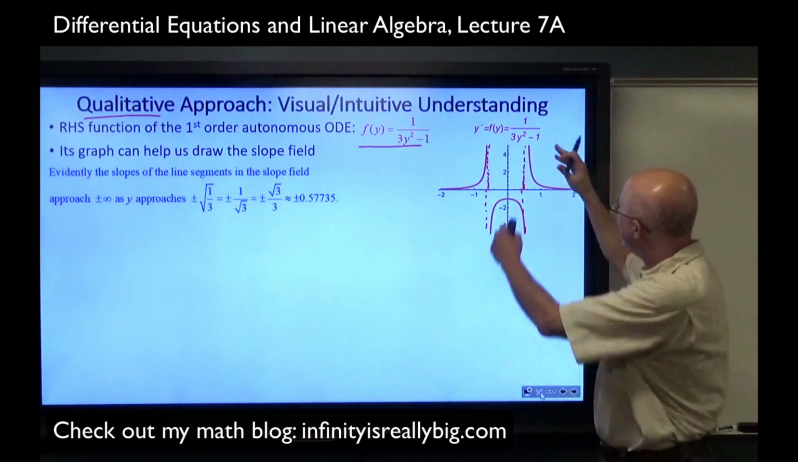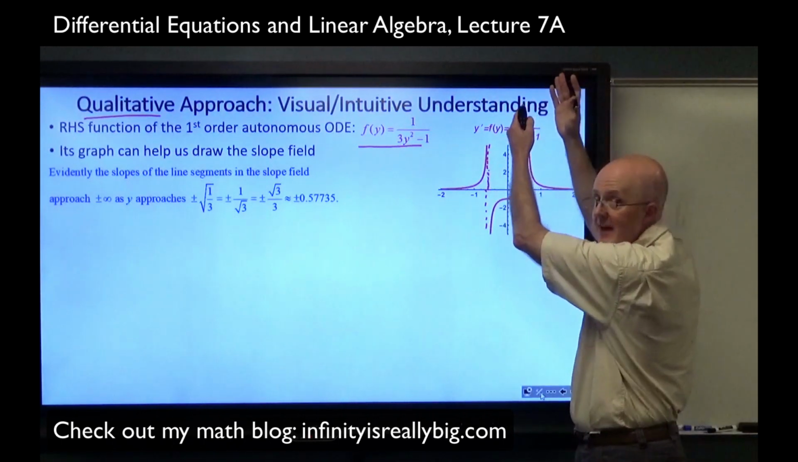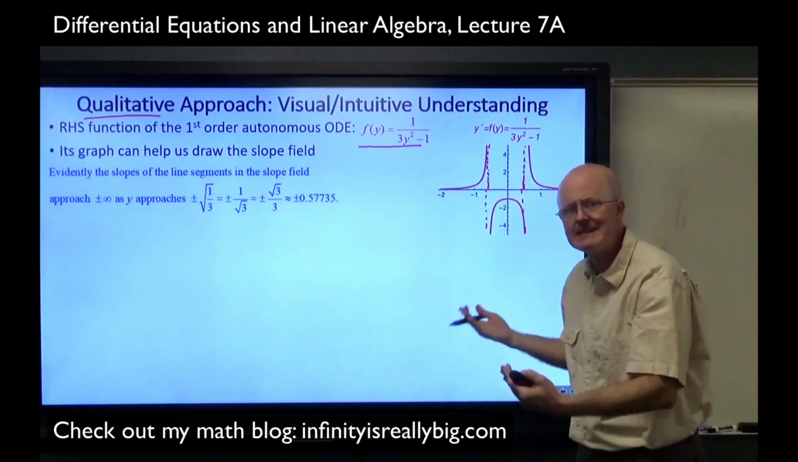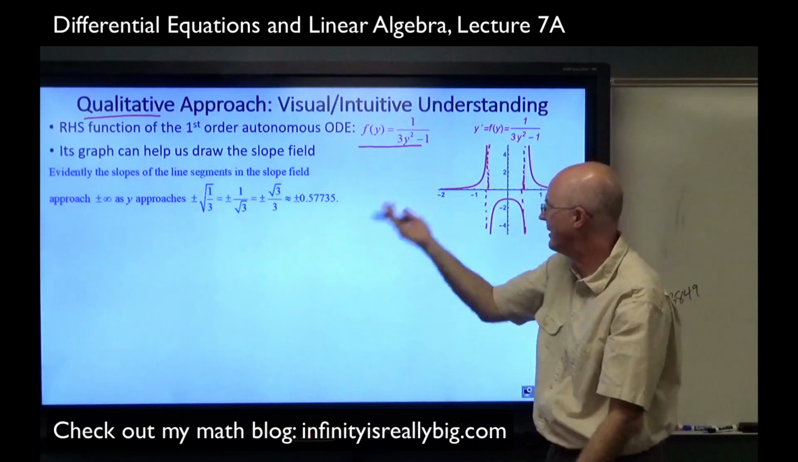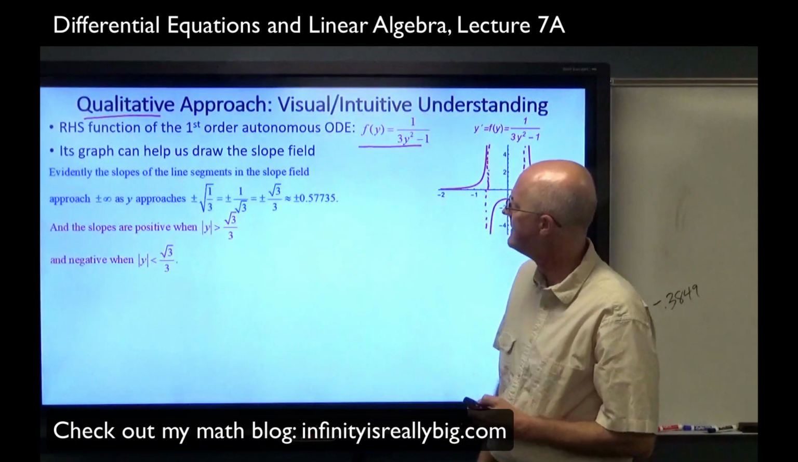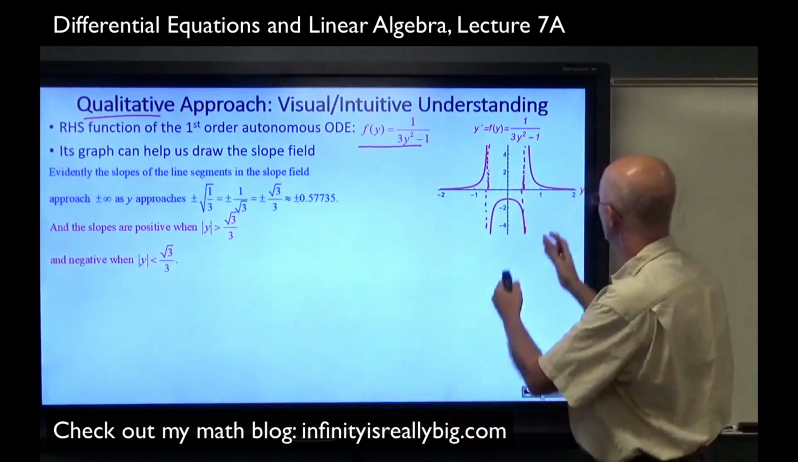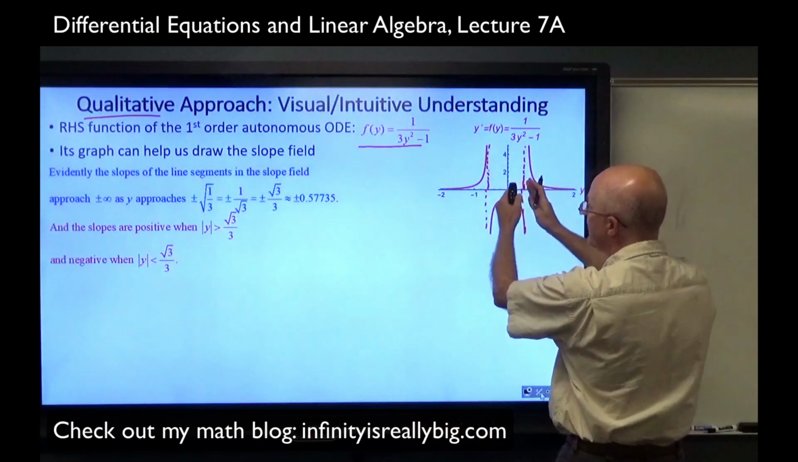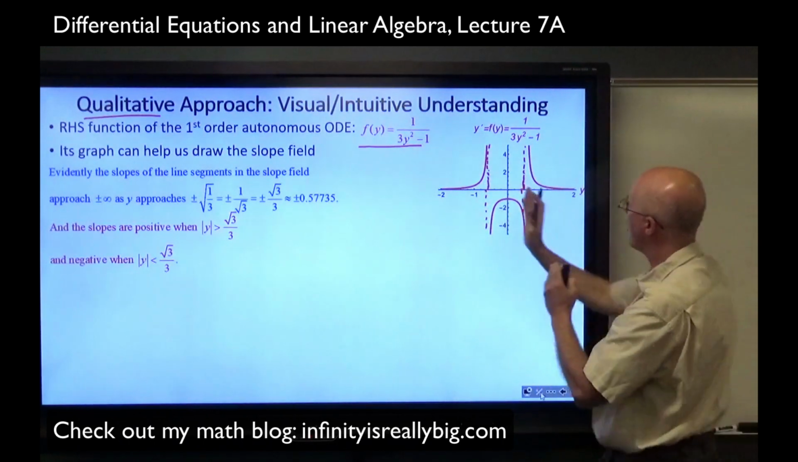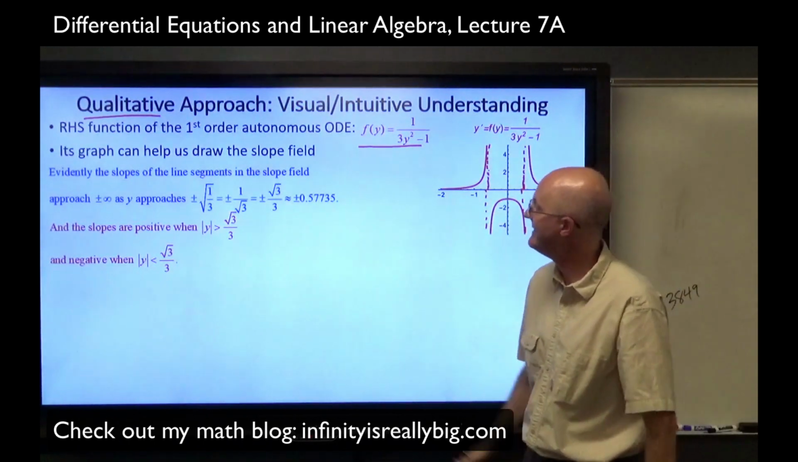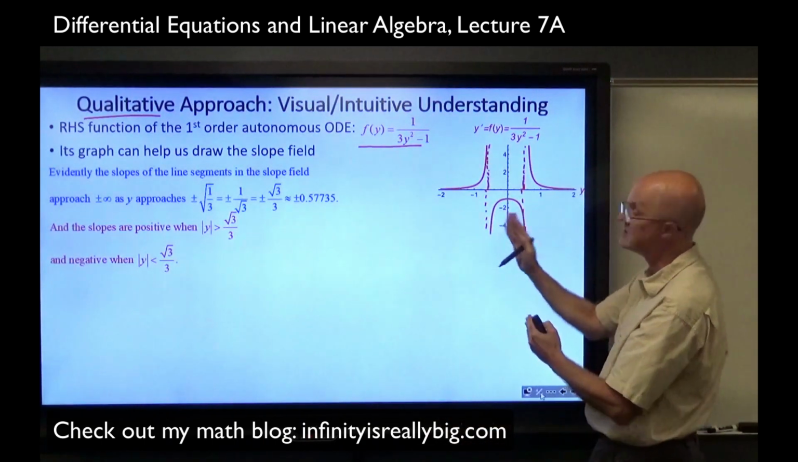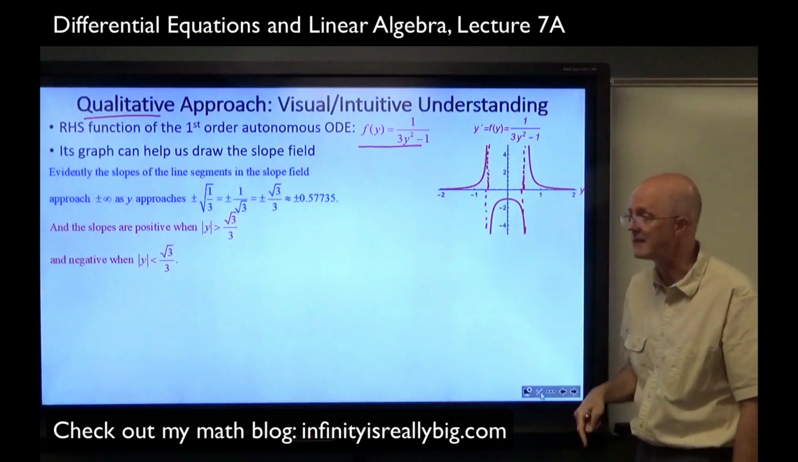The right-hand side function is getting high in value either positively or low in value negatively. Slopes are getting very steep positively or negatively, approaching plus or minus infinity. What in the world is going on with that slope field? Moreover, the slopes are positive when the absolute value of y is bigger than square root of 3 over 3. In other words, when you're over here or over there. And negative when the absolute value of y is less than square root of 3 over 3, when you're between these two vertical asymptotes. That's where this function is negative.